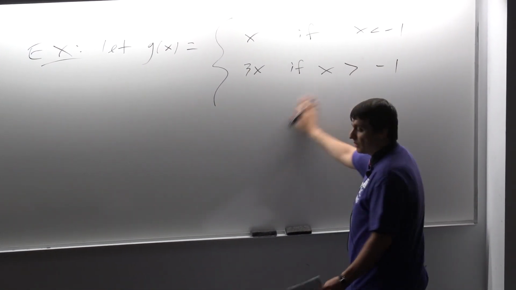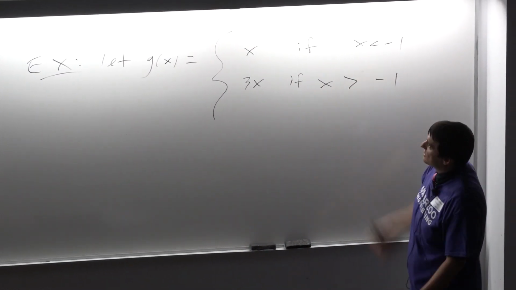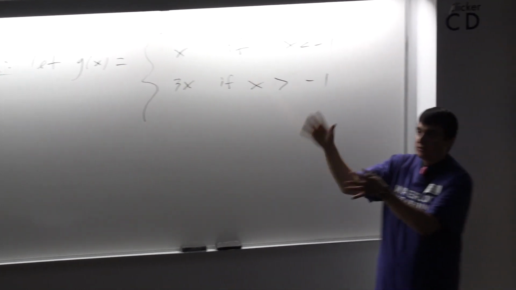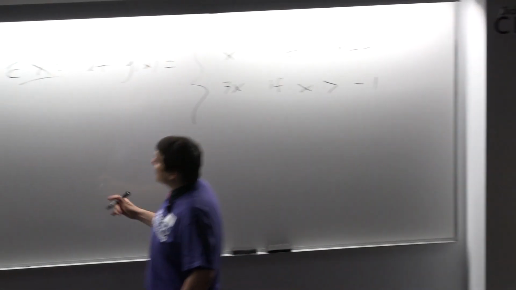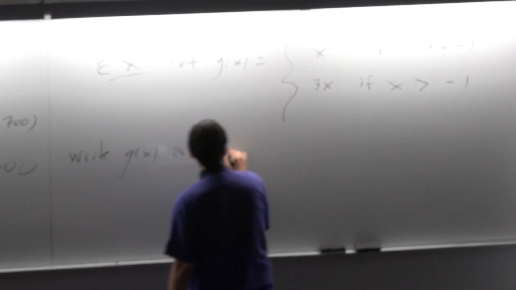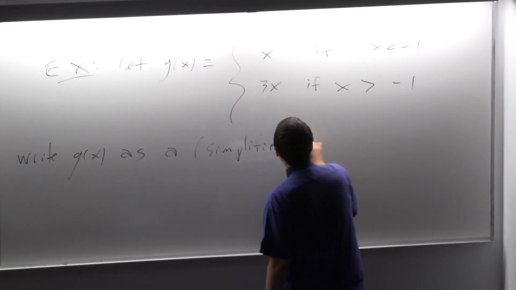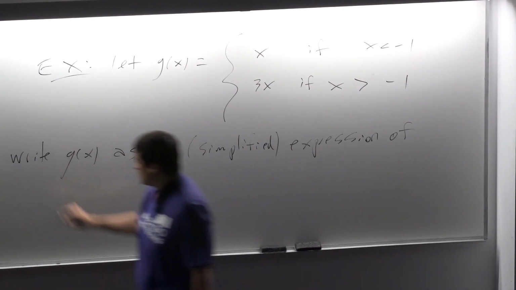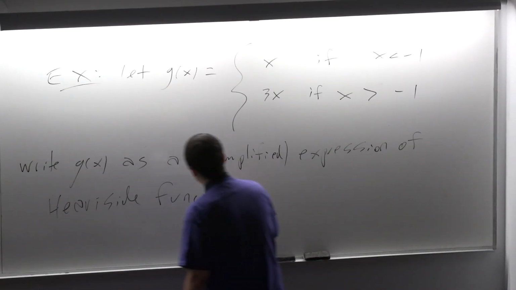So I'm not going to make it super complicated, but it's just a transition kind of thing where there's an initial function and then there's a later function. So you've got some scenario where initially everything was just x and then later everything was 3x. So the question is, write g of x as a simplified expression of Heaviside functions. And then once we're done this example, it will be lunchtime.